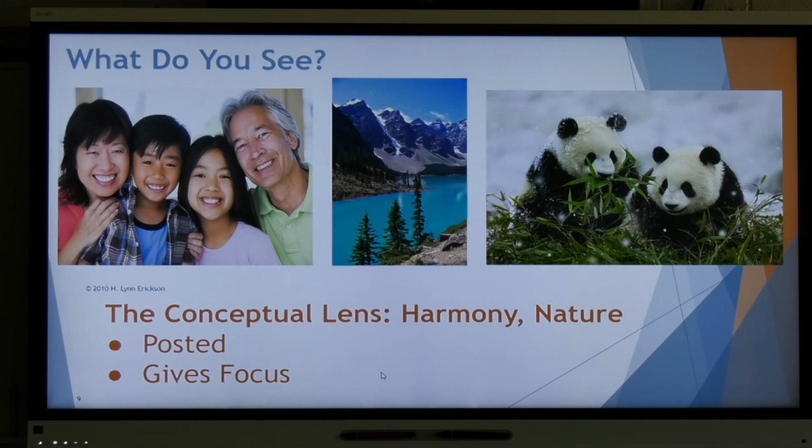If I tell you the conceptual lens for all of these pictures is harmony, or the conceptual lens is nature, it just refines your thinking. It gets you started down the path. This is where we're going in this course. And we do write those and we do post them and we do give focus to the work for our students. I'm going to give you some other examples.